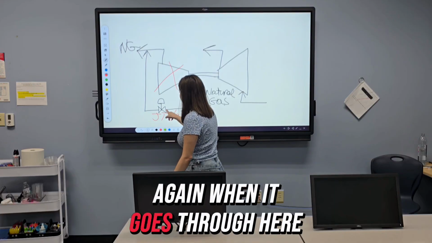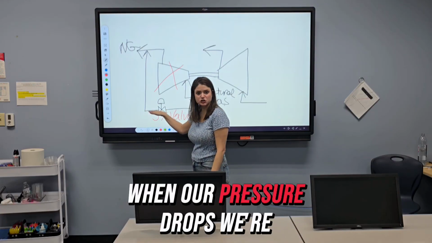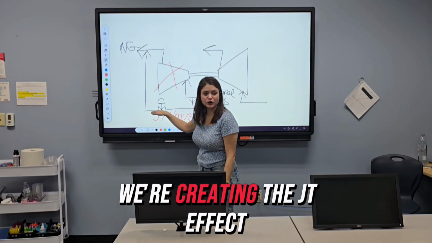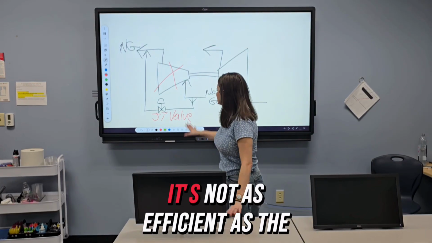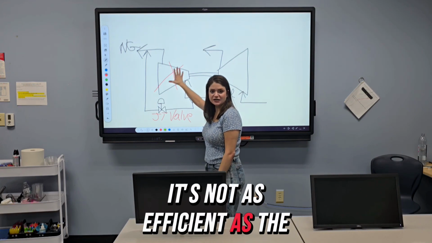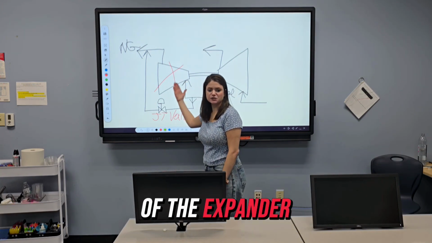Again, when it goes through here, this is going to restrict flow, our pressure's going to drop. When our pressure drops, we're creating the JT effect. Rapid drop in pressure equals rapid drop in temperature. It's not as efficient as the expander. We can still proceed with the process if the expander is down.